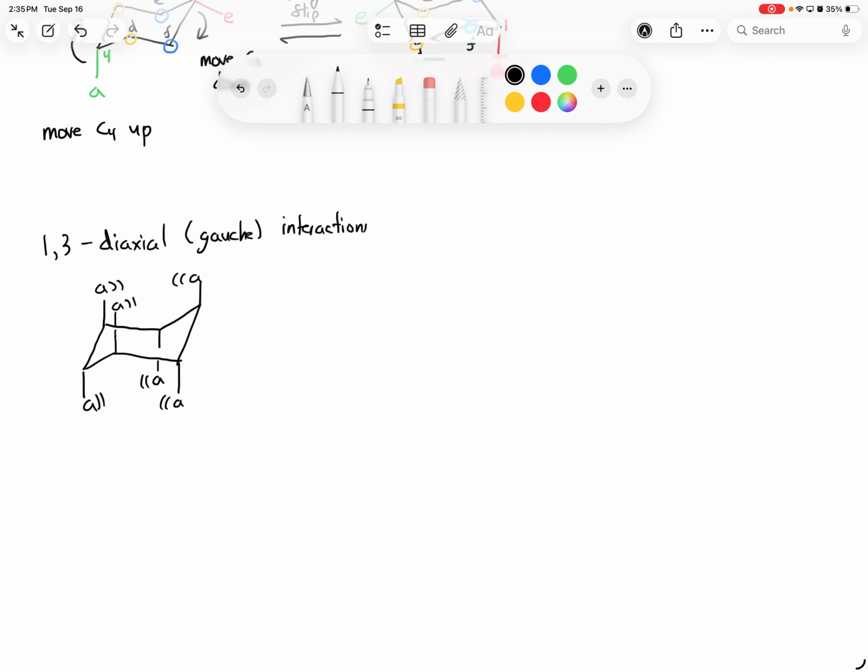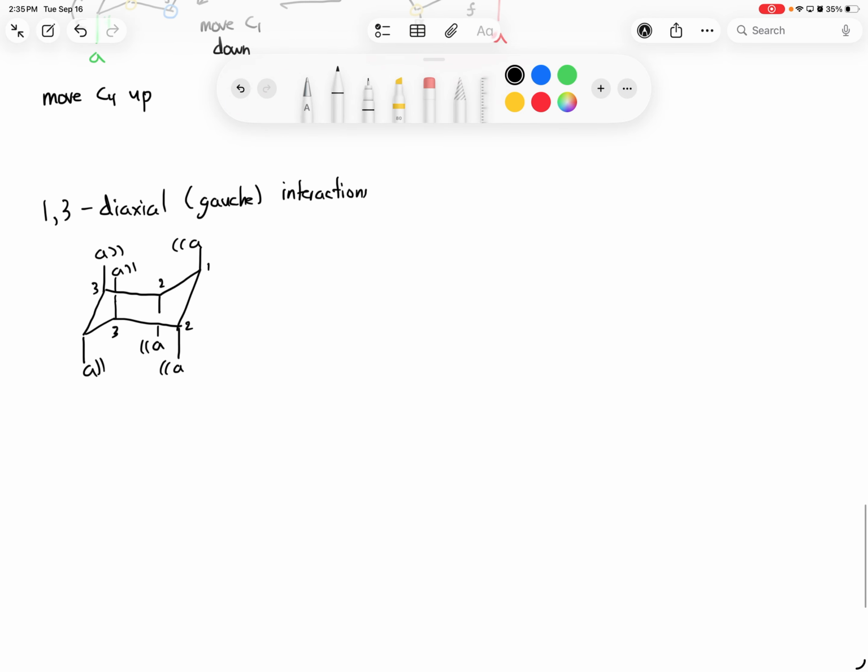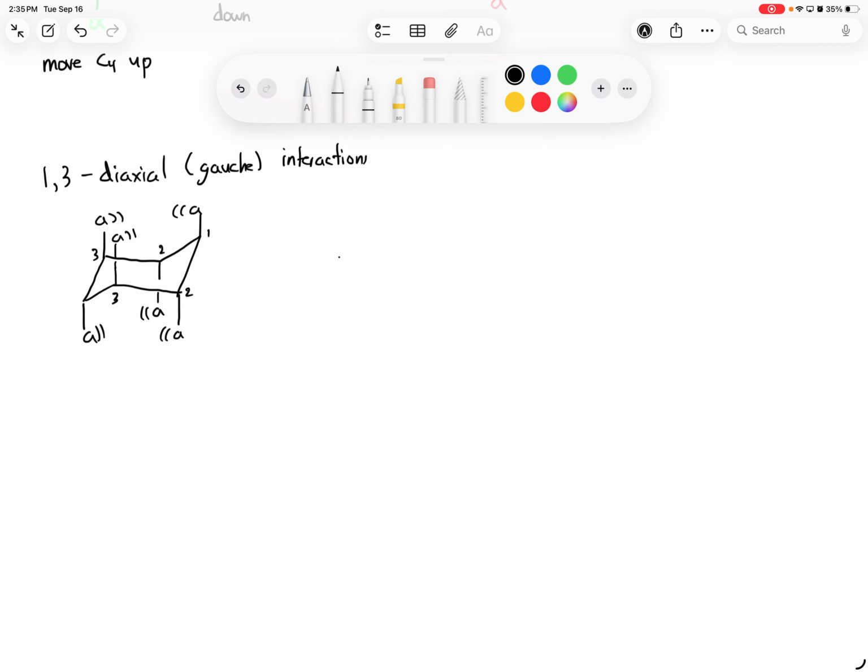We call it 1,3 because if you look at these substituents here, they're always at the 1 position, 2, 3. 1, 2, 3. So you always see a 1-3 relationship here. That's why it's called diaxial strain. They're both in the axial position and they'll interact. Okay? So now let's convert this to a Newman projection.